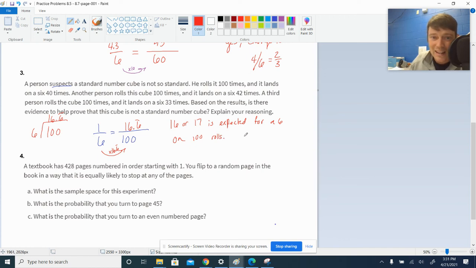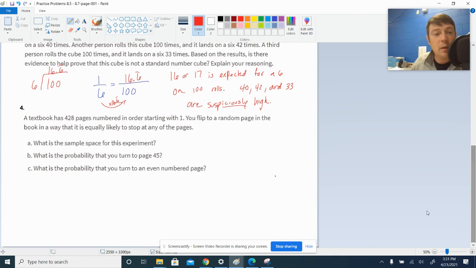I think that 40, 42, and 33 are suspiciously high. Now, is it impossible? No, you could get that. It could happen. Is it likely? No. Maybe it happens once, maybe the 33, where you crank out 33 sixes in 100 rolls. Yeah, that could happen. But for it to happen 3 times in a row, I think we've got enough evidence there to prove that that's a weighted die.